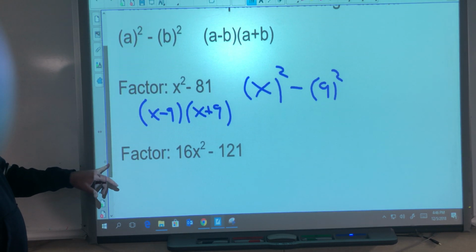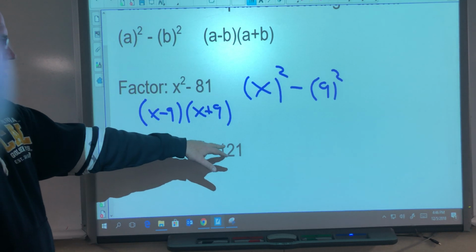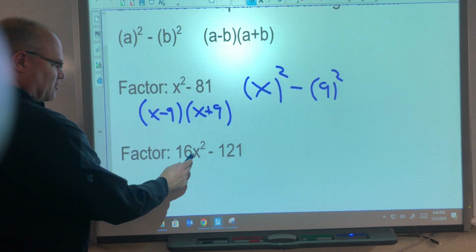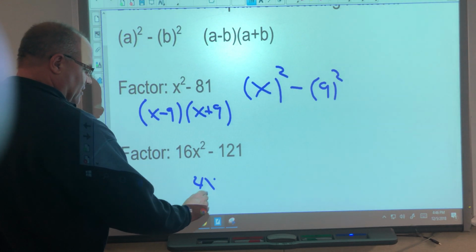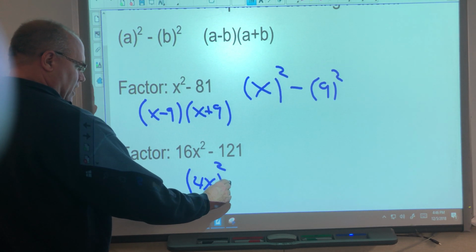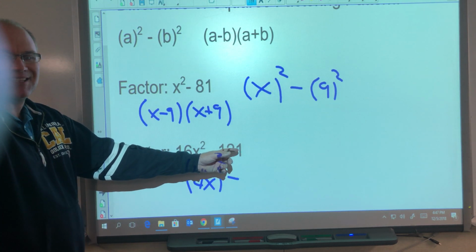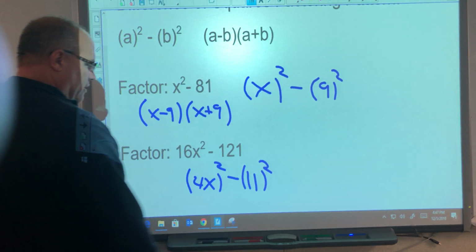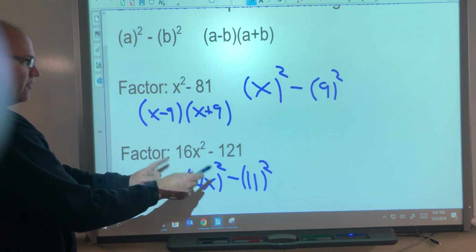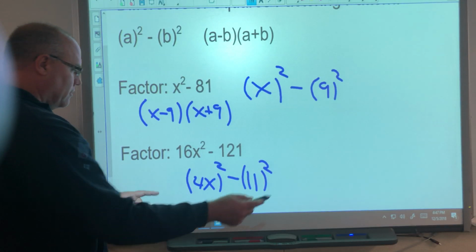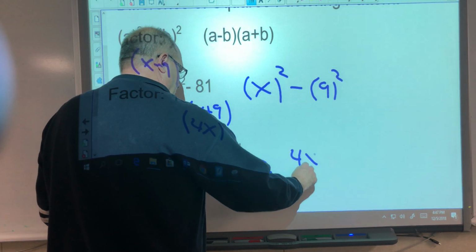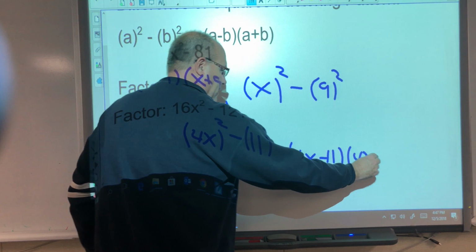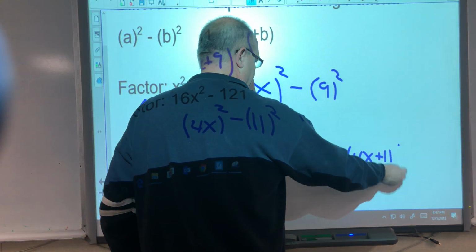All right, one more. Hard one here. 16x squared minus 121. Perfect square, right? If I took the square root of this, I'd have 4x. I'm going to write this as 4x squared minus, square root of 121 is 11. So minus 11 squared. Difference of two squares. So boom, what's my answer? That's right. It's 4x minus 11 multiplied by 4x plus 11.